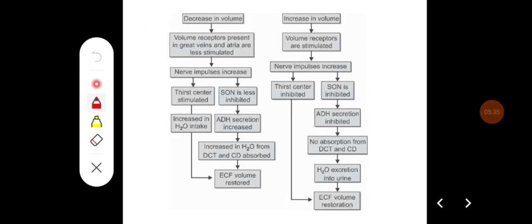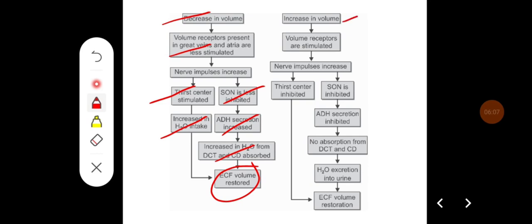Or whenever there is a decrease in the volume, the volume receptors present in the great veins and arteries are less stimulated. Then the thirst center is stimulated, and the SON is less inhibited, so there will be increased intake of water, and ADH secretion is going to increase. That causes water from the DCT and CD to be reabsorbed, and the ECF volume is restored.